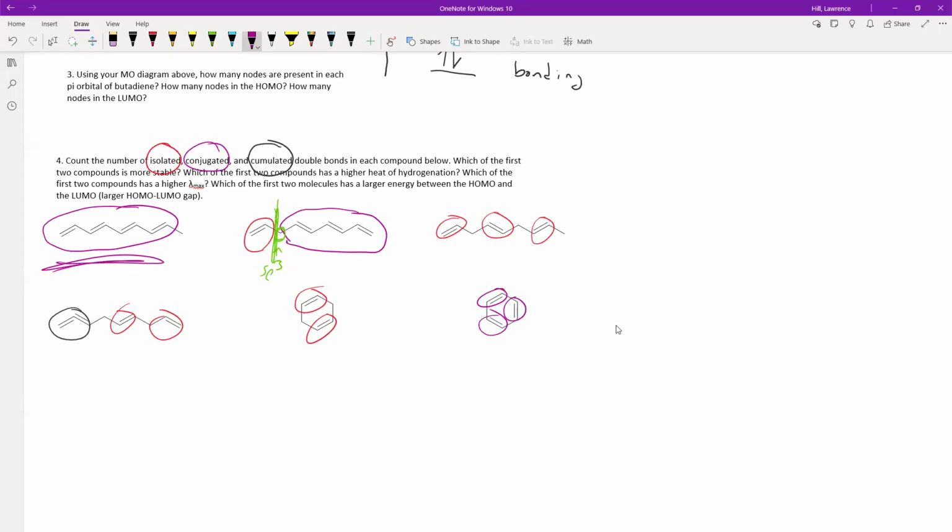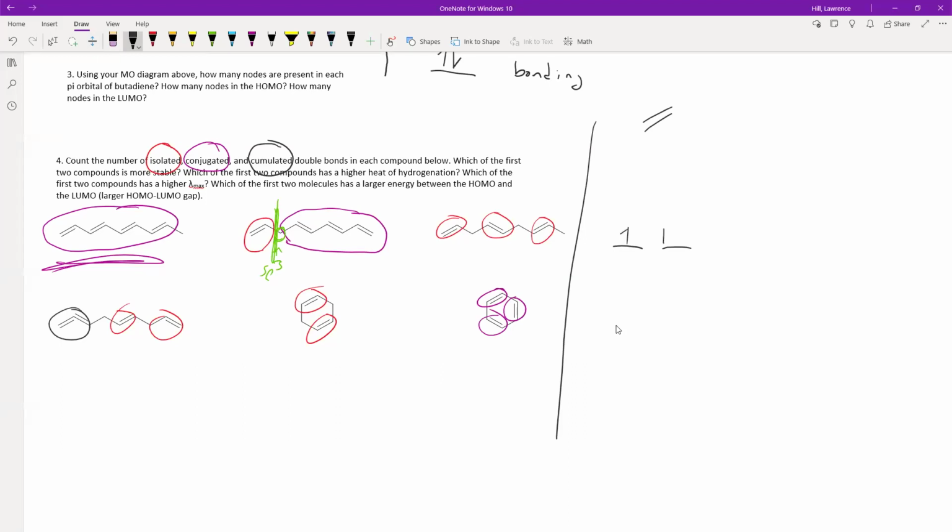Which of the first 2 molecules or compounds has a higher lambda max, and which has a larger energy between the HOMO and LUMO, or larger HOMO-LUMO gap? Those are really related, but they're not exactly the same thing. So let's talk about the HOMO-LUMO gap first. If you just have ethene, or ethylene, here I'm talking about ethene, or any longer molecule with just 1 pi bond.